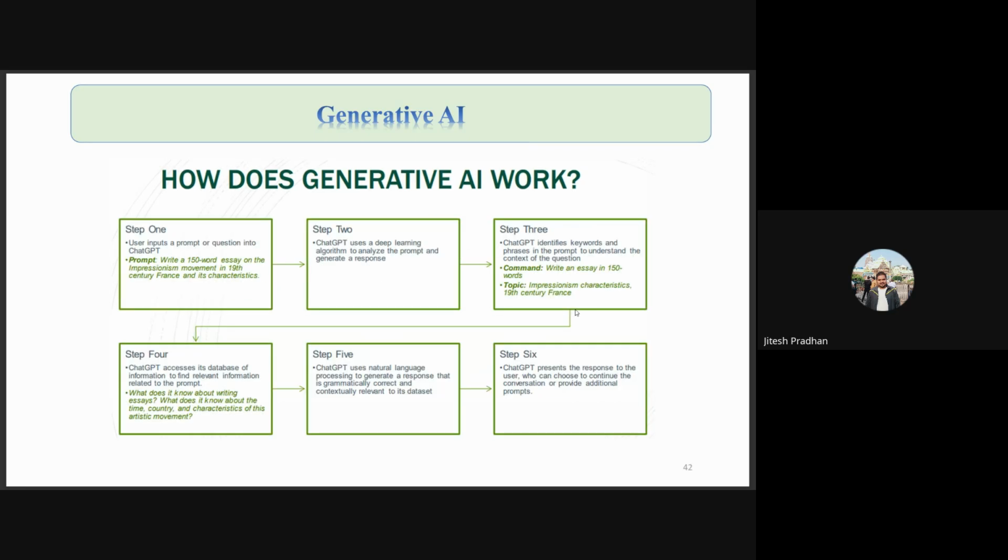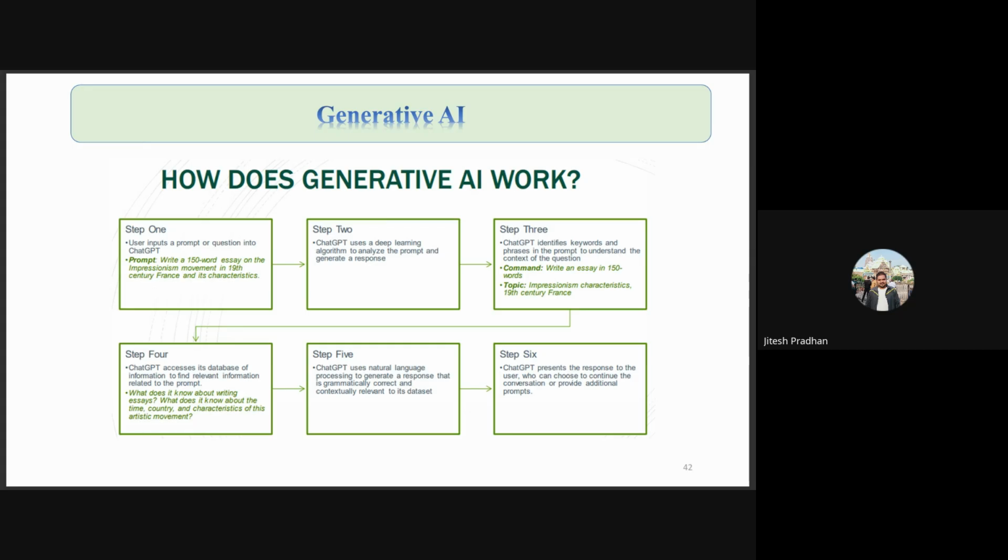Now let's see how this generative AI works. Step one. I am taking GPT as an example. The user inputs a prompt or question into the GPT prompt. ChatGPT is a generative pre-trained transformer, so transformer means it will deal with text. Let's say we have prompted: write a 150 word essay on the impressionist movement in 19th century France and its characteristics.